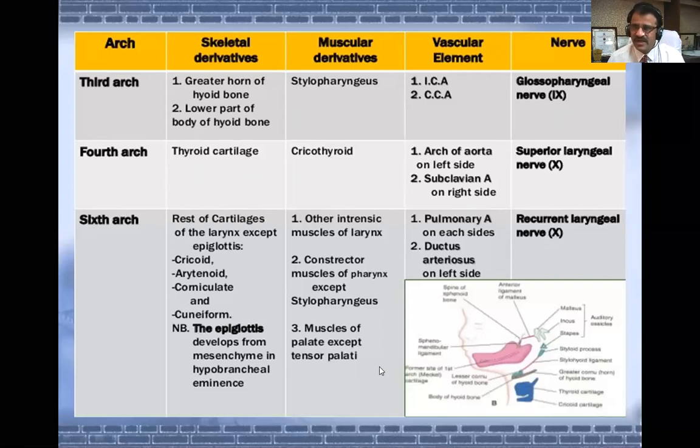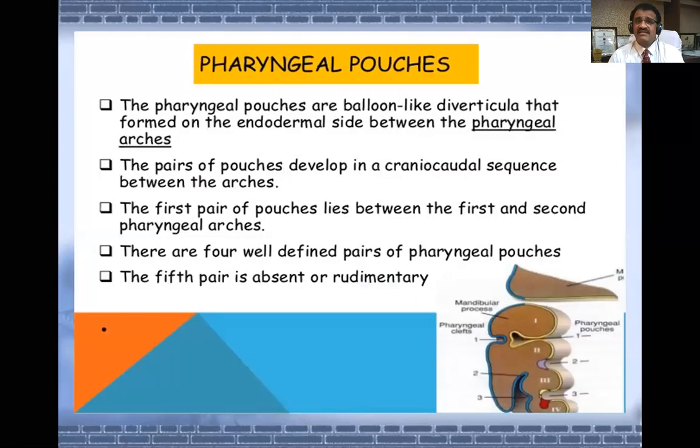So at this moment you are not aware of anatomy of head, face, neck, brain, but at least remember that these pharyngeal arches are going to give structures in this region. So after studying head, face, neck, brain, you come back to the arches and just revise it, and everything will be okay. And what are the pharyngeal pouches?